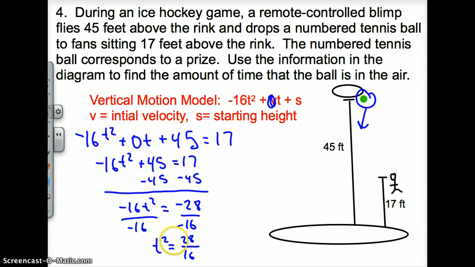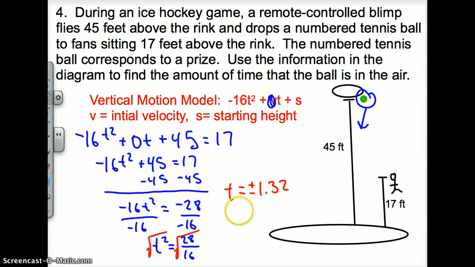Now how do you undo a square? We've been working on it for 2 days. Hopefully you already said square root. And so we square root both sides to get t equals. You just plug the square root of 28 over 16 right into your calculator. And you're so good that you put positive negative 1.32.